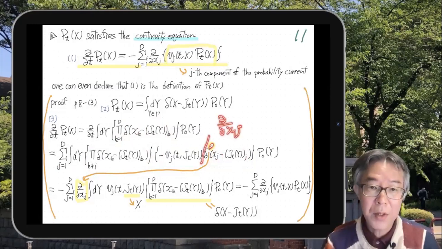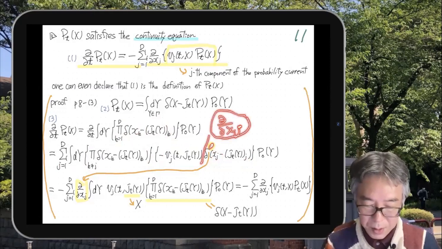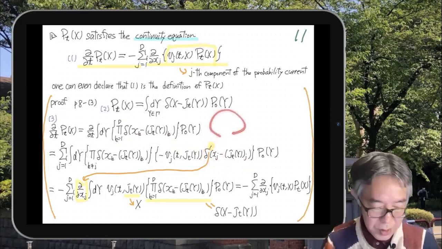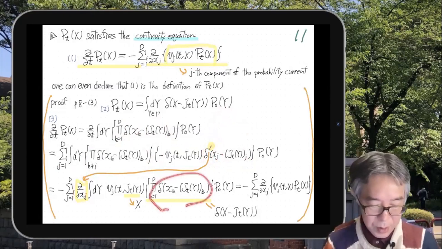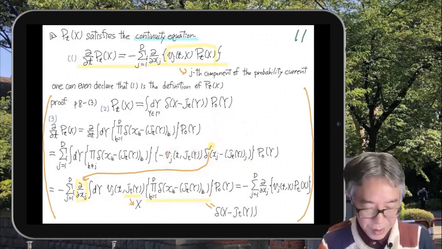You can differentiate this delta function by this. But now you don't have any xj. This is the only place you have xj, so you can pull this xj out here. And then this becomes simply delta function, and it becomes like this, and you have v. Okay. This is complicated, but everything is very simple.